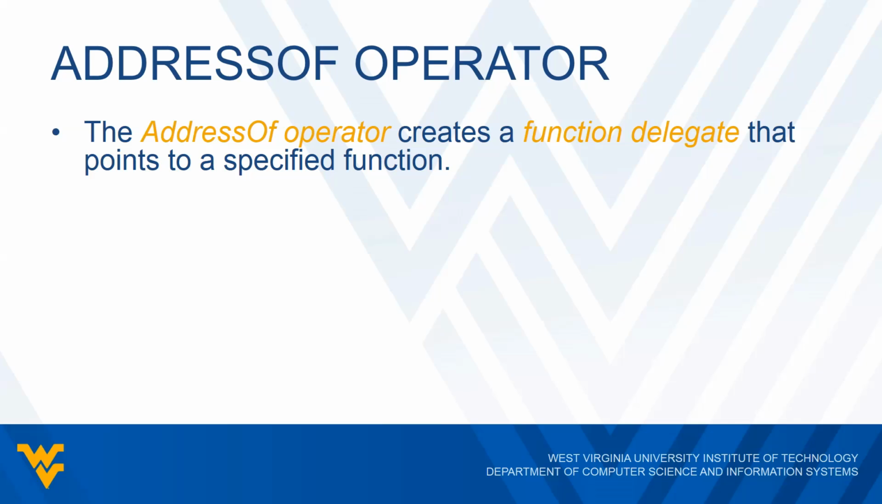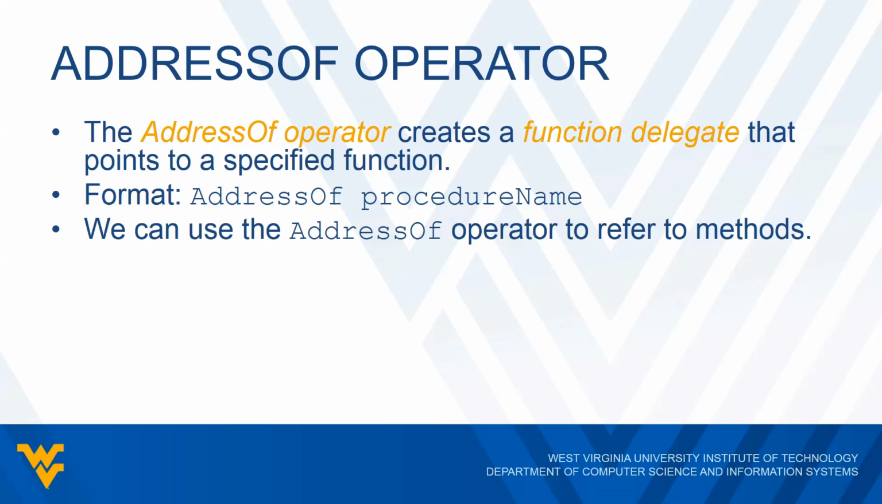reference to that function. So the format of using the AddressOf operator is we would have the word AddressOf with the A and the O capitalized, and then we would have the name of the procedure right afterwards. Just the name, no parentheses, no parameters, no arguments, just the name of the function or the method that we are using that's going to serve as our delegate. And the idea with this is we can use the AddressOf operator to refer to a method. So it's not like we're dealing with the method directly, it's more like an indirect way of using a method.